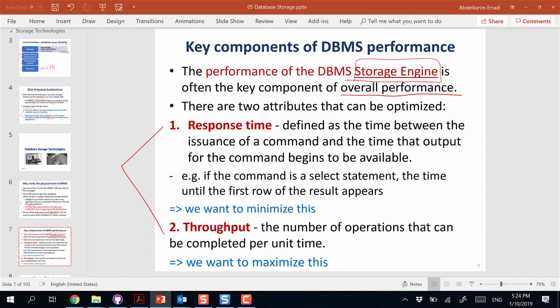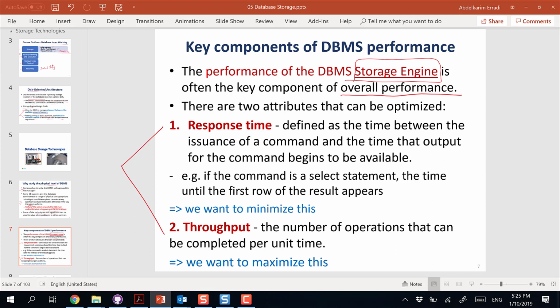This is not specific to databases. This is very general. When you hear the word performance, it has, yes, the speed, which is also known as the response time. This is the interval of time between the submission of a query to the database and the time you start seeing results coming back. That is basically the response time. What is our goal in the storage engine design? We want to minimize that response time.